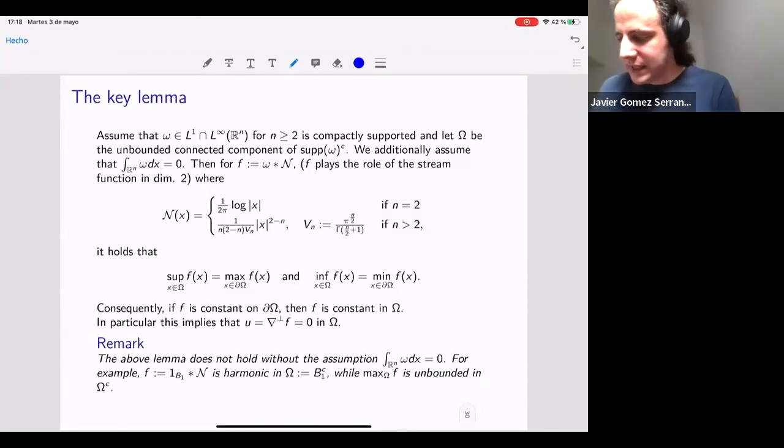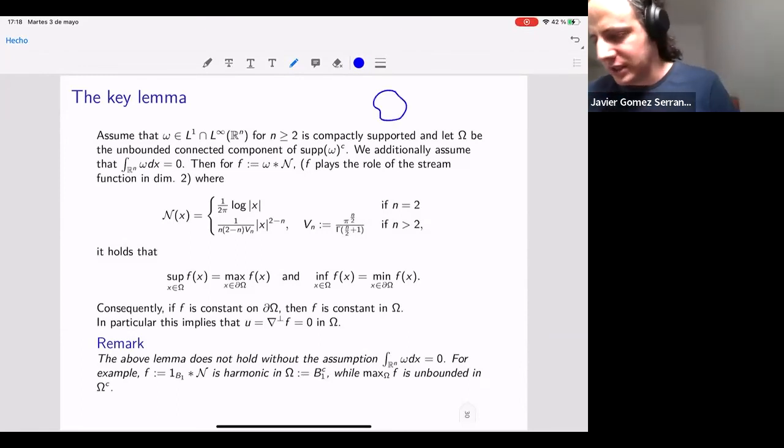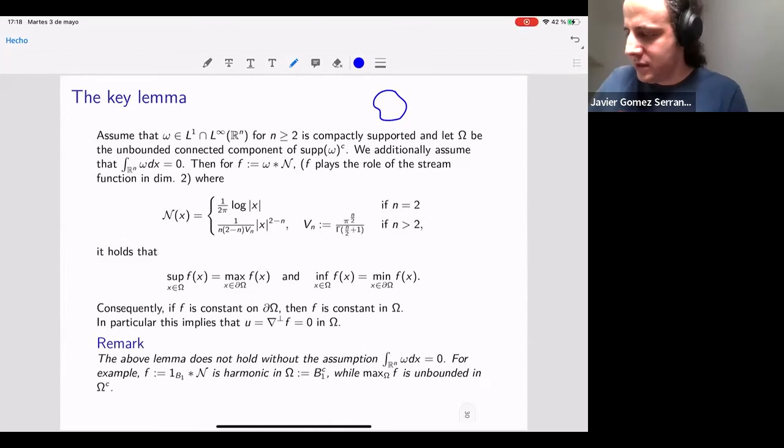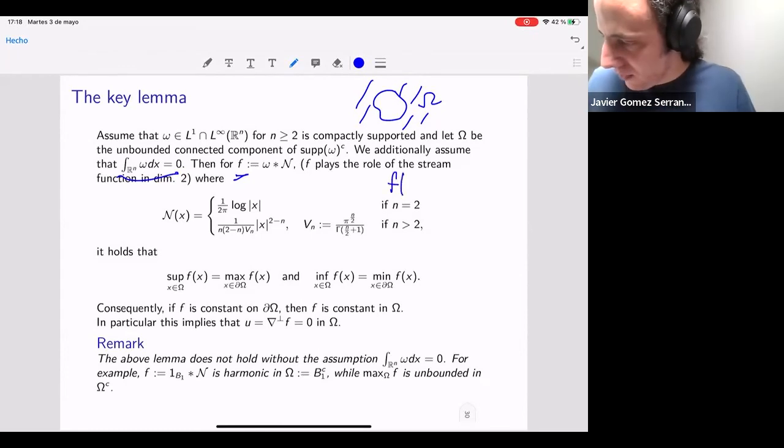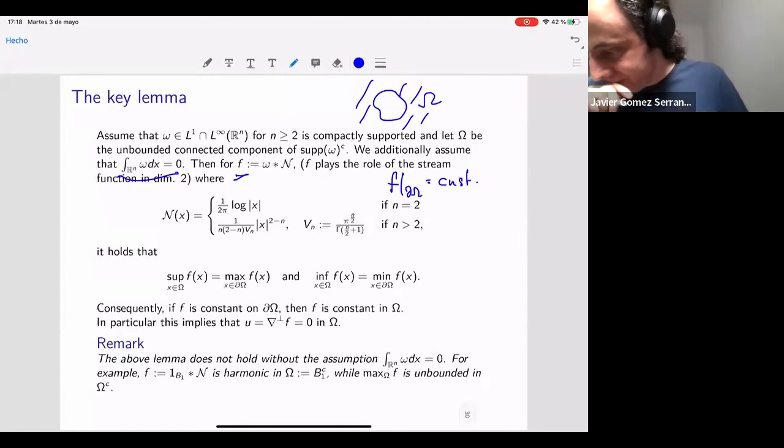So what the lemma says is that if you take a vorticity which is, say, compactly supported, just to fix ideas, this is not the greatest generality in which one can prove it, and we look at the exterior domain, so this is Omega, the exterior domain of where the vorticity is supported, and we have finite energy and a stationary solution, so F is constant on the boundary of Omega, then F is constant in Omega.